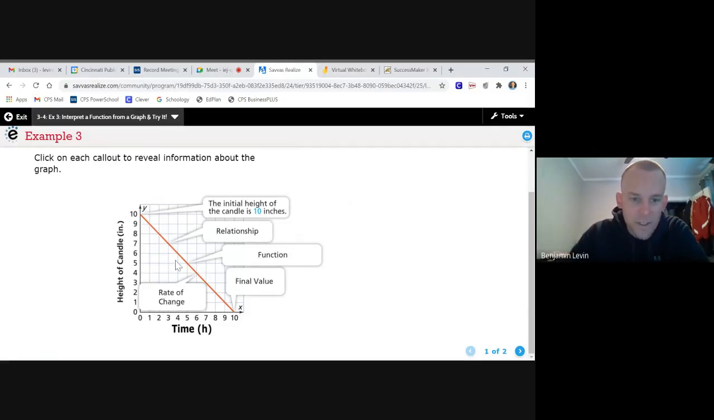So this is counting by ones, right? 1, 2, 3, 4, 5, 6, 7, 8, 9, 10. And this is counting by ones. 1, 2, 3, 4, 5, 6, 7, 8, 9, 10. So let's figure out our slope. This one's going to be real easy because this very next point right here appears to be right on a grid line, correct? Am I right or am I wrong on that? It looks like that point right there is on a grid line.